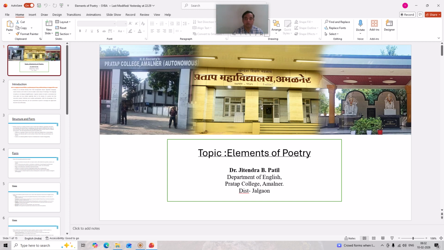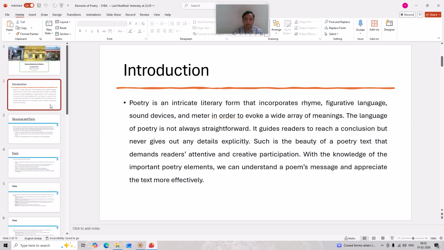Dear friends, today our topic of discussion is elements of poetry. Elements of poetry make us acquainted with the elements involved in a poem. A poem can be analyzed and dissected with the knowledge that we have of elements of poetry.